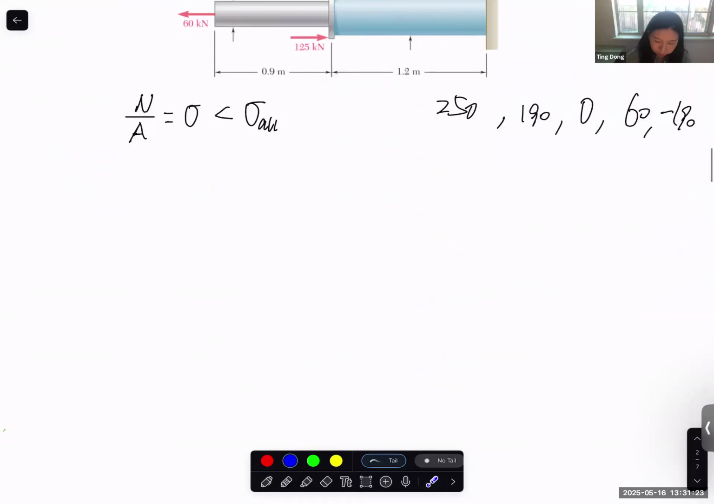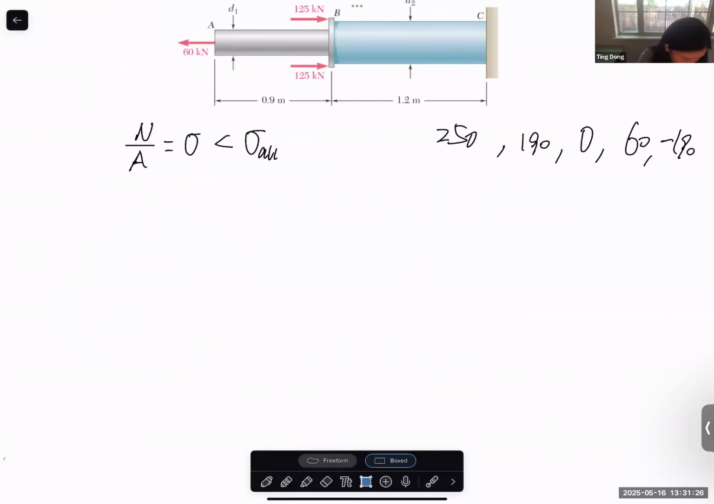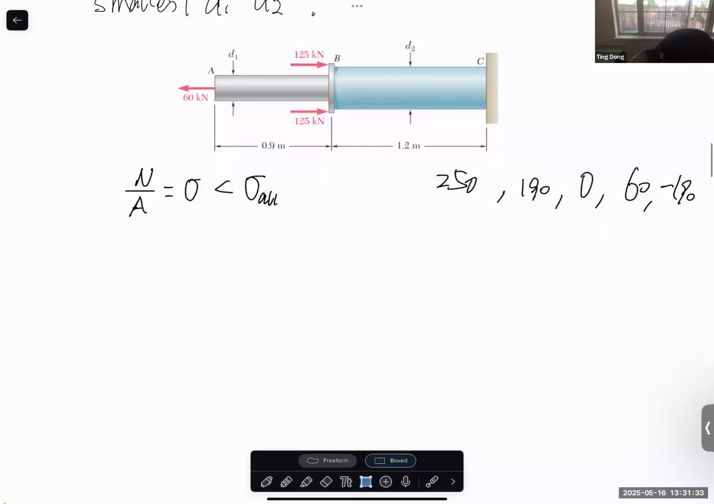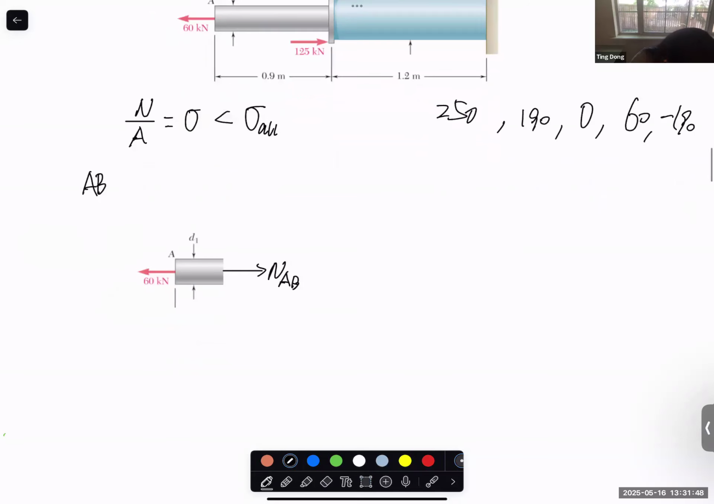Since this is the first example problem, let's not skip any steps. I still do the free body diagram for each section. So for the AB section, the internal force, let's use NAB. So this one is simple. NAB minus 60 equal to 0, NAB equal to 60, and we know this positive 60 means AB is in tension.